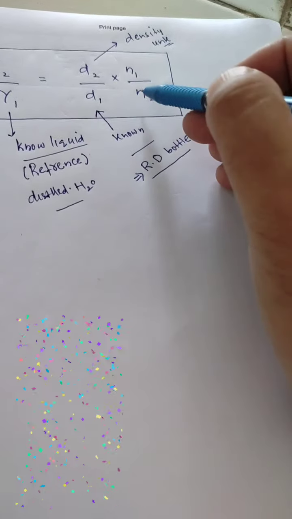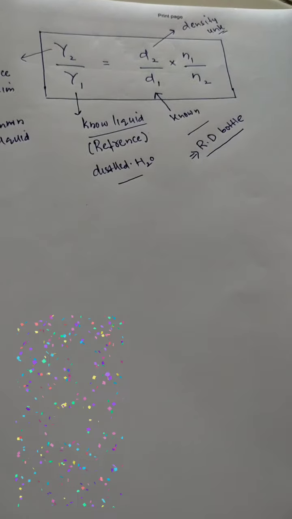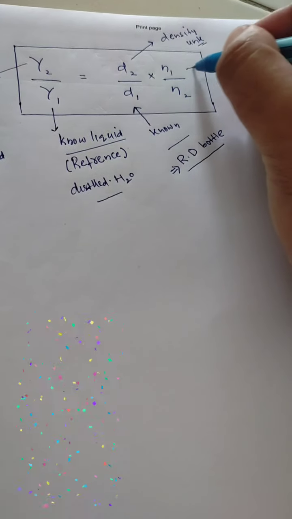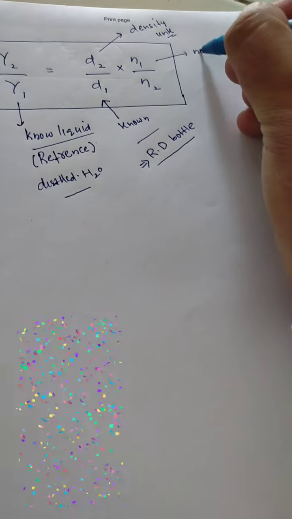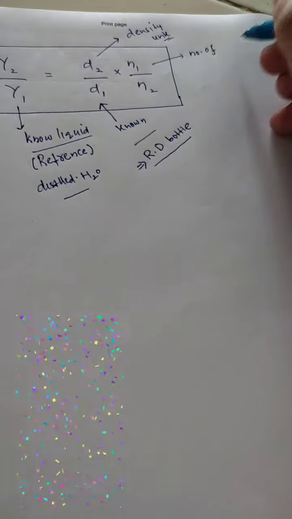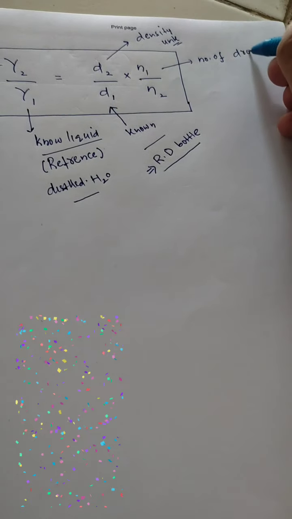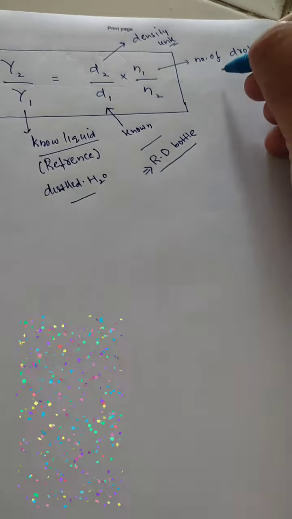Now then we have n1 by n2. This is very important as far as this experiment is concerned. So n1 is basically the number of drops of known liquid, that is water, that's your reference. And this is the number of drops n2, the number of drops of your unknown liquid, the liquid whose surface tension you want to find.